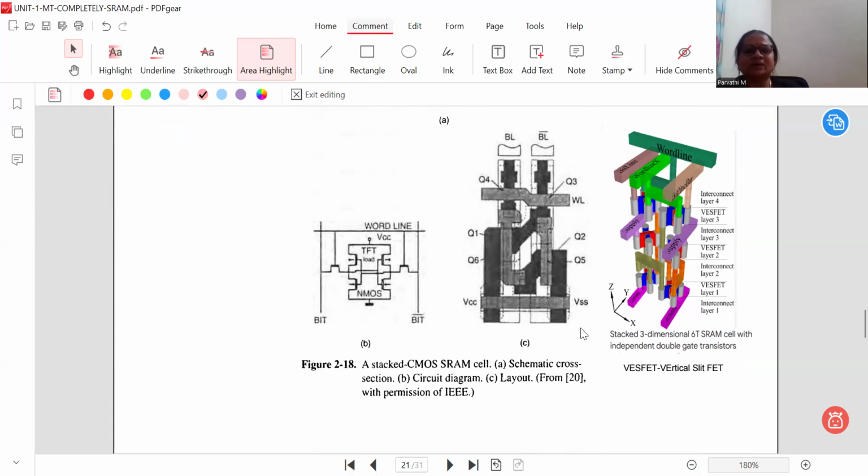Then this is the corresponding layout. Q1, Q2 are the nodes of a cell. Q1, Q2 are the pull down transistors, which are nothing but NMOS transistors. These Q1 and Q2 are the NMOS transistor node points. Then Q3, Q4 are the PMOS transistors; sorry, PMOS here is nothing but the TFT. So the TFT transistor construction is Q3, Q4. Then Q5, Q6 are the access transistors. This is Q5 and this is Q6. These are the access transistors.